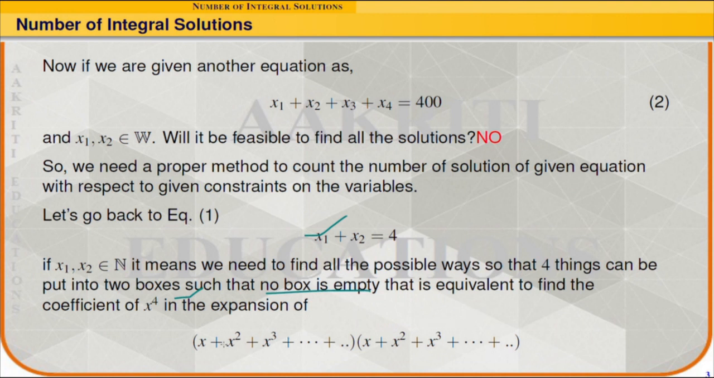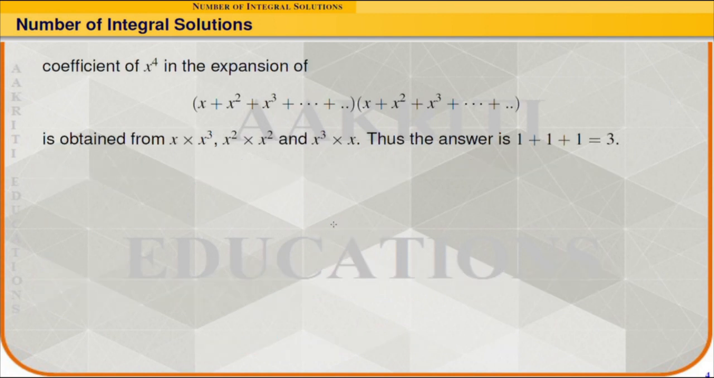Now if you look at each individual expansion, it has x raised to the power 1, x raised to the power 2, x raised to the power 3, and so on. We also know that natural numbers start from 1. So whatever value a variable can take, these will act as the powers in the expansion: 1, 2, 3, 4, 5, 6 and so on. Similarly 1, 2, 3, 4, 5, 6 and so on. So now we need to find the coefficient of x raised to the power 4 in this product.